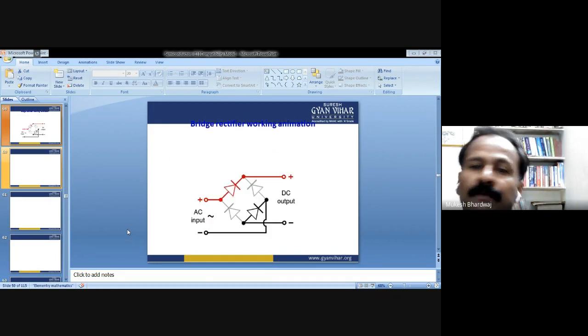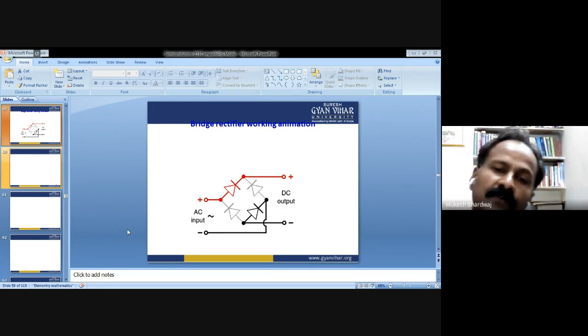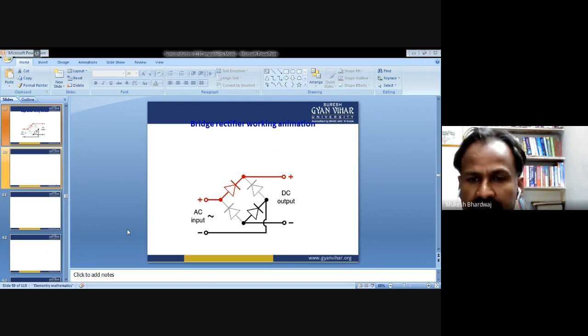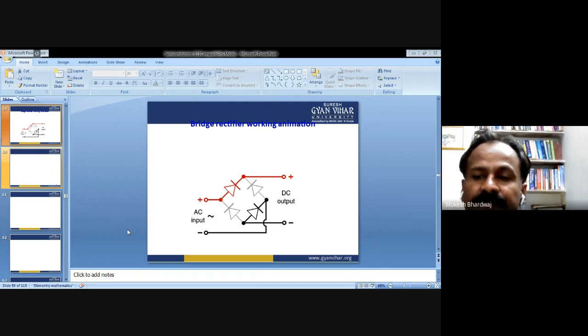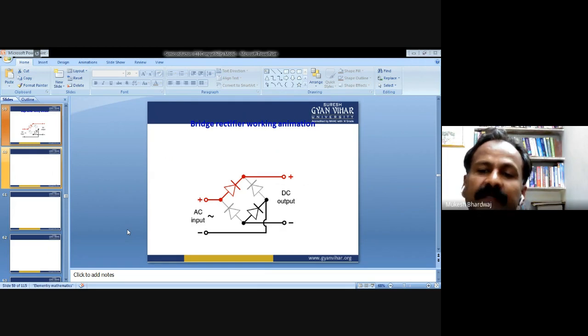Now, the advantages of the bridge rectifier. What are the basic advantages of the bridge rectifier? It is more advantageous than the full wave rectifier and the half wave rectifier, because no center tap is required on the transformer. The most important advantage is that the bridge rectifier is suitable for high voltage application. Since two diodes are present in series in each conducting path, the peak inverse voltage is equally shared by the two diodes. Thus, it has a lower peak inverse voltage rating per diode.